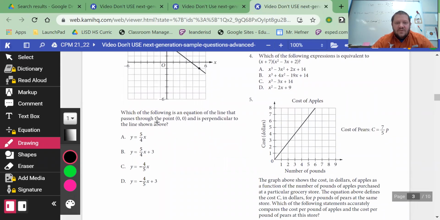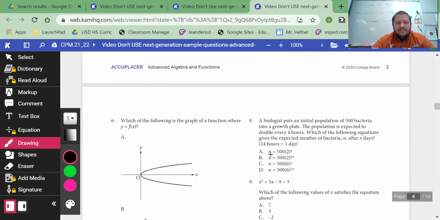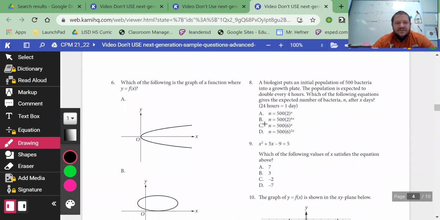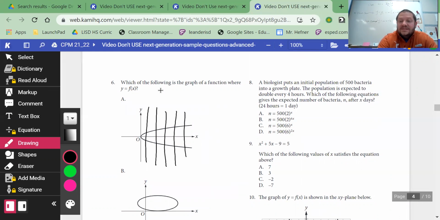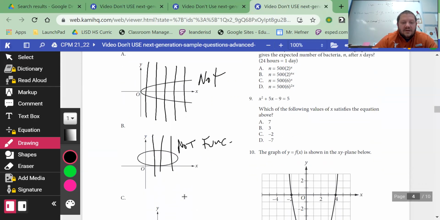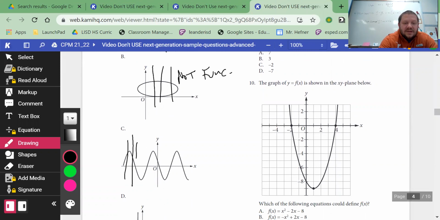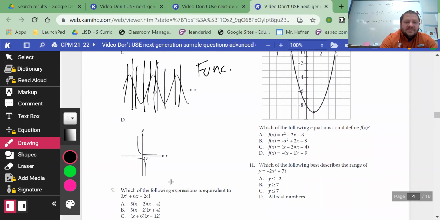Some questions about functions. What graphs would match these functions, or what would be perpendicular to that line? See some exponential stuff here. Which of the following is the graph of a function? So remember, that's the vertical line test. You draw vertical lines down through it, and if it touches more than once, that's not a function. So not a function, not a function. Oh, look at this one. Kind of tricky. It's not a function. I mean, it is a function. Only touches once. So it's got to be C in this case. Yeah, so this one would touch twice in that area.